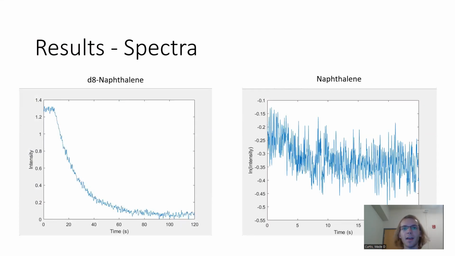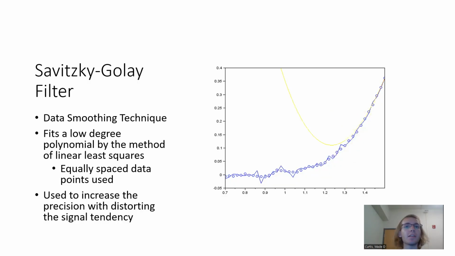Okay, I have an idea. What I'm actually doing is a data smoothing technique using a Savitzky-Golay filter. This filter fits a low-degree polynomial to the data by the method of linear least squares and outputs where the polynomial has an inflection point. The graphic shown on the right shows you exactly what I mean by this.